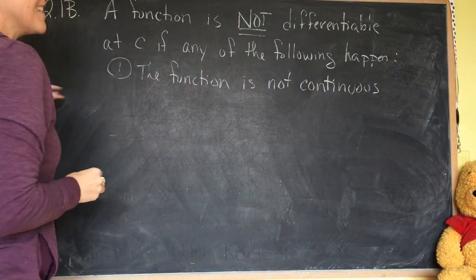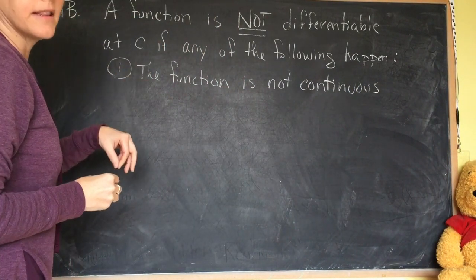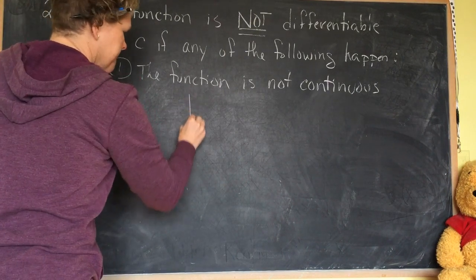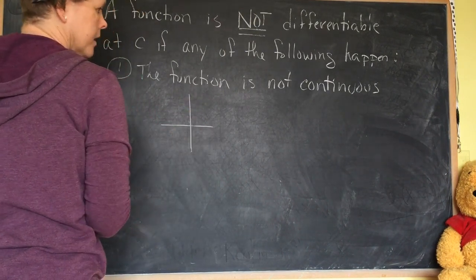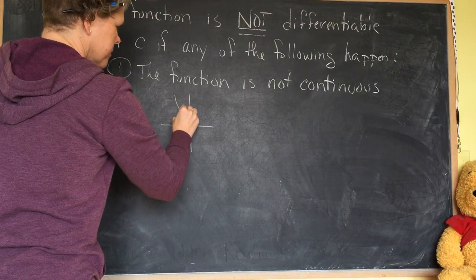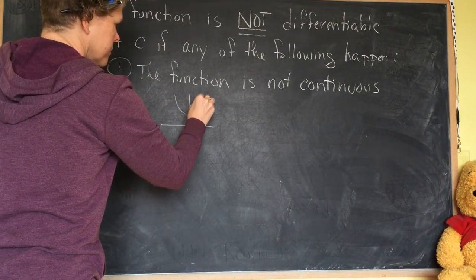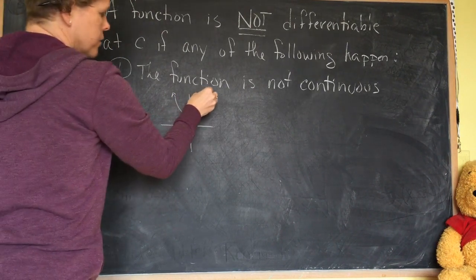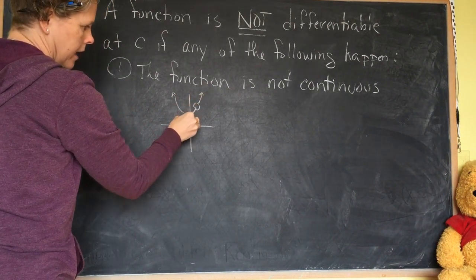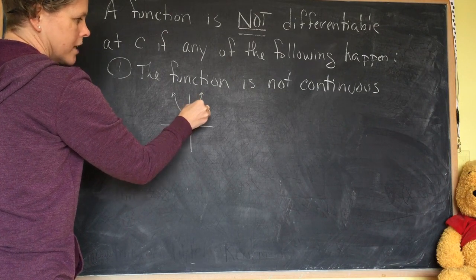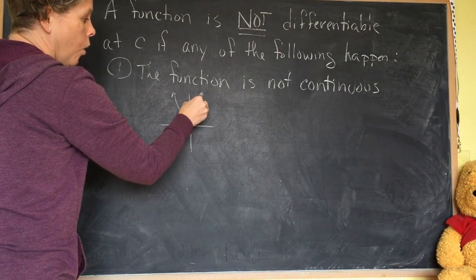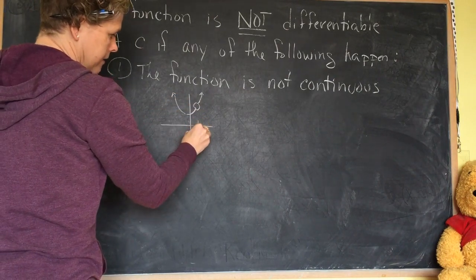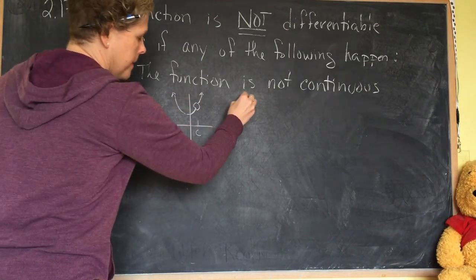If the function is not continuous, then you can't take the derivative at that point. What I mean by that is, if there's a hole in the graph, then we can't draw a tangent line at that point because there's nothing that actually exists there. So if there's a hole, you can't take a derivative at that point, whatever that c value, that x value is.